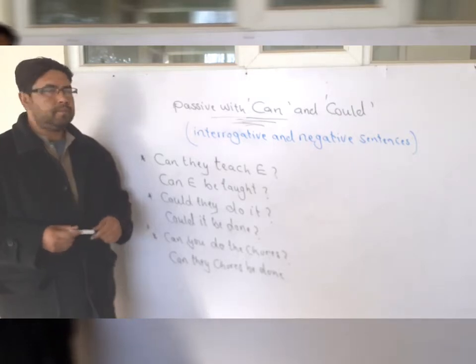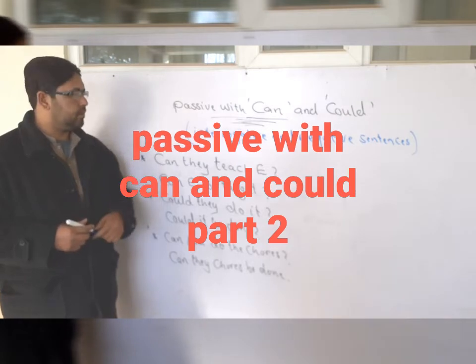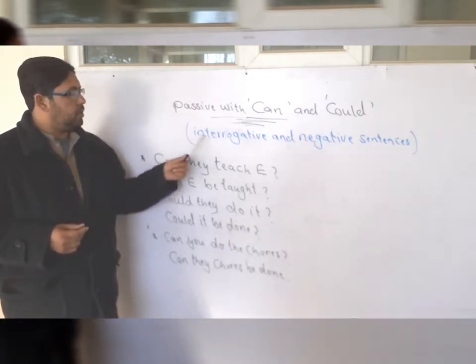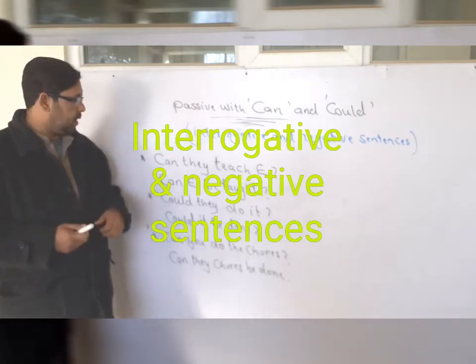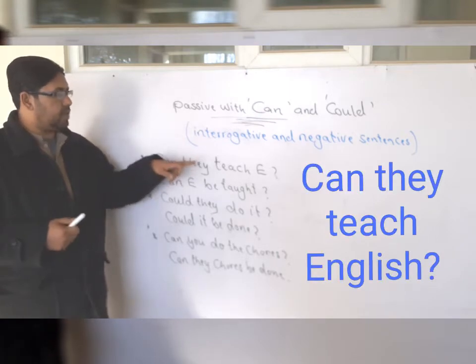In the name of Allah, our today's lesson is passive with can and could. This is the second part. Today we study interrogative and negative sentences. The first example is here: Can they teach English?